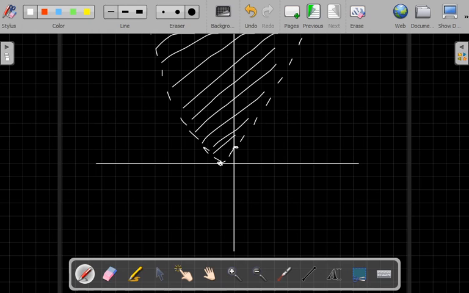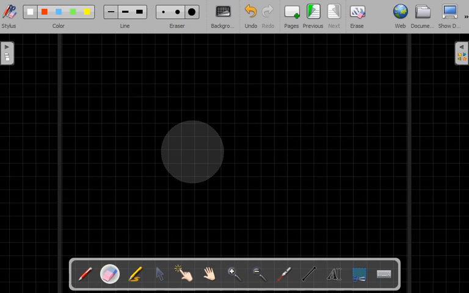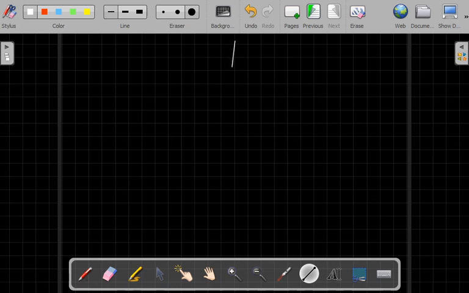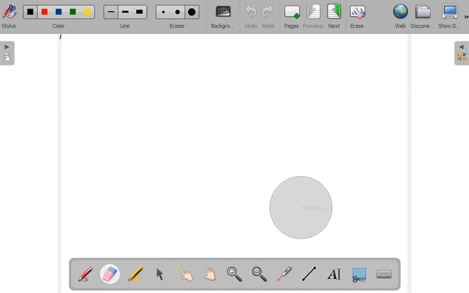So let's try another problem that shows this. So I'm going to go ahead and erase this, and we will try another problem. So let's go ahead and get our graph here. If y'all have got this, okay. And we will go ahead and erase all of this. And let's try another problem.